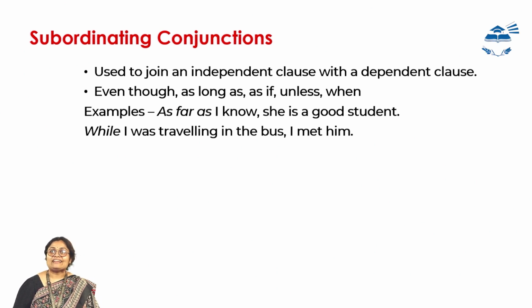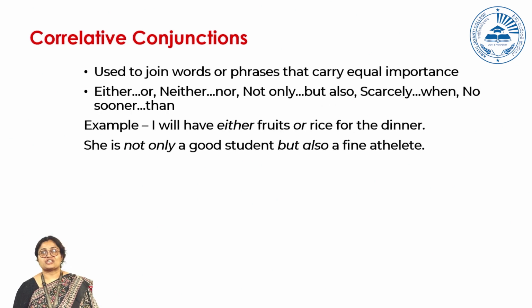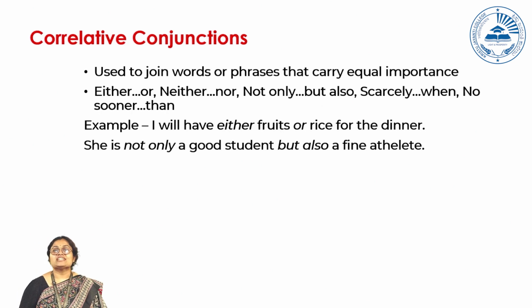Now we will look at the third type of conjunction, which is correlative conjunctions. So correlative conjunctions are used to join words or phrases that carry equal importance. And the commonly used correlative conjunctions are either or, neither nor, not only but also, scarcely when, no sooner than. So now we will look at a few examples. I will have either fruits or rice for the dinner.